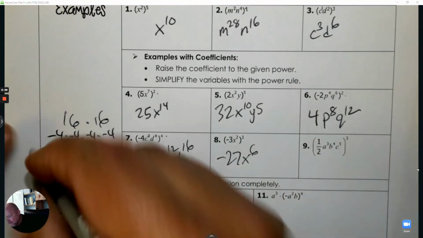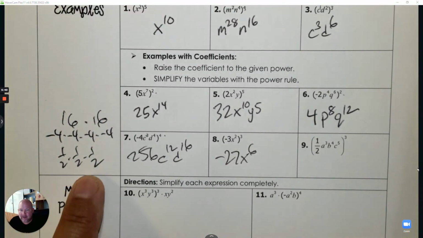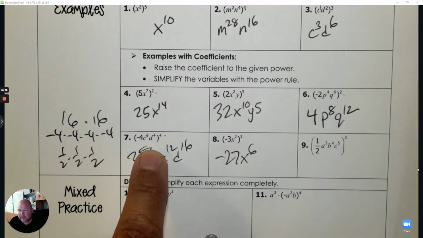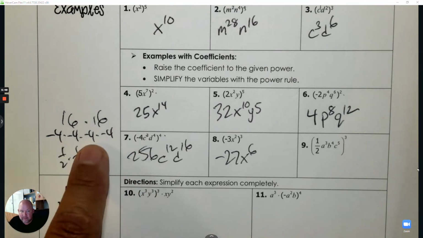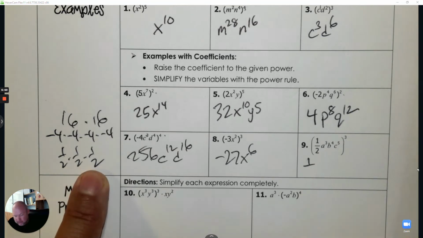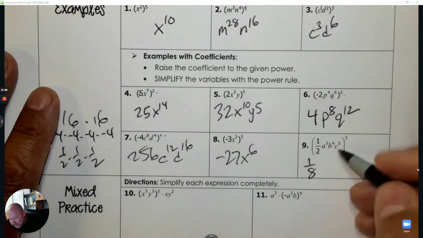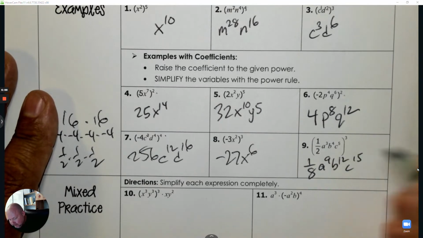1/2 times 1/2 times 1/2. That isn't too bad. Here, I'll show you. So when you multiply fractions, multiply the tops, multiply the bottoms all together. So the numerators, 1 times 1 times 1, and then 2 times 2 times 2. That's where 1/8 comes from. And then multiply the exponents to get your answer as you go across.